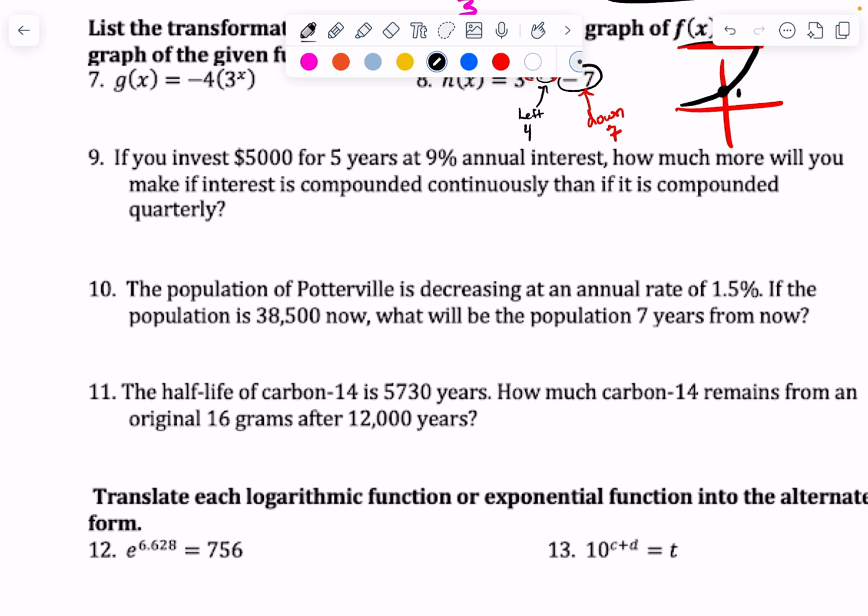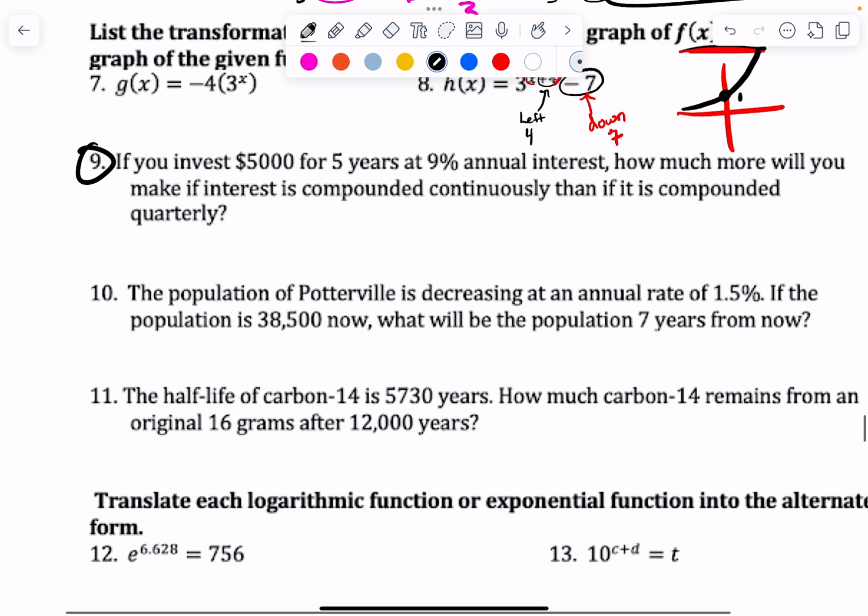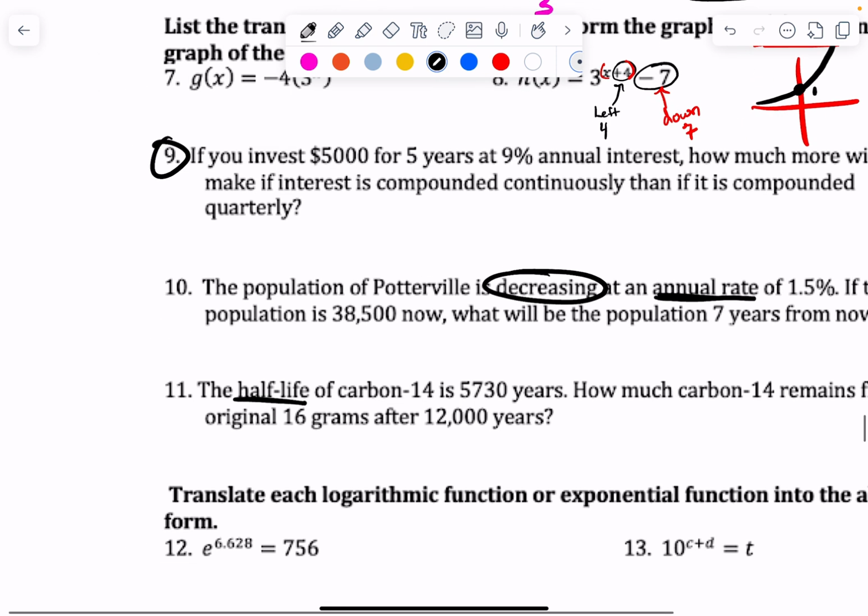How much carbon-14 remains? If the population now, I don't know, compounded continuously. Okay, we'll do number 9 together because that one's like a double problem. Okay, and then you should be able to figure out number 10 and 11. 11 is half-life. Okay, so that's the formula that you're going to use. And then number 10 is annual interest rate. Okay, but it says decreasing. So this one's just slightly different.